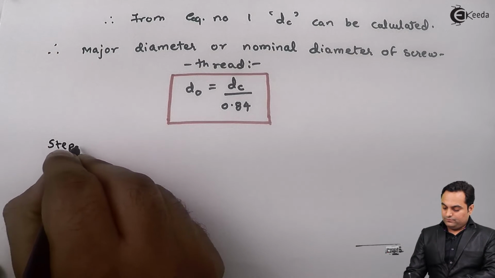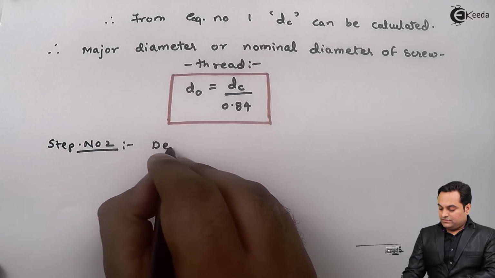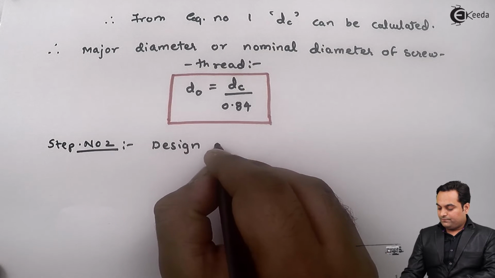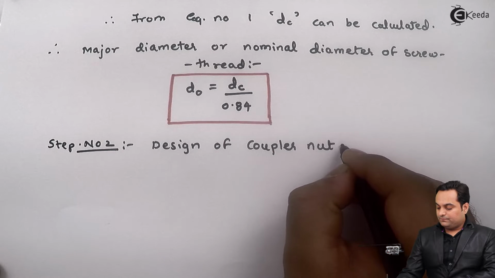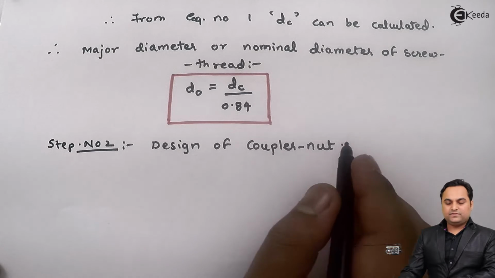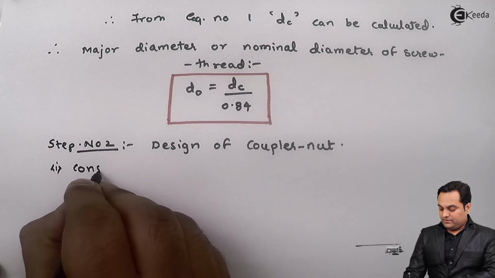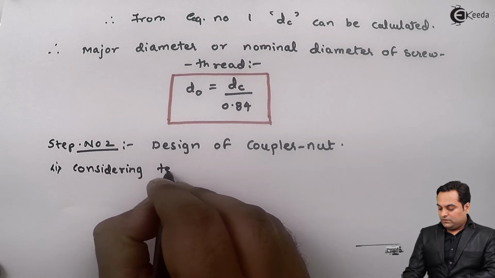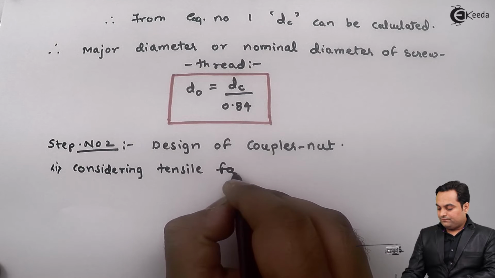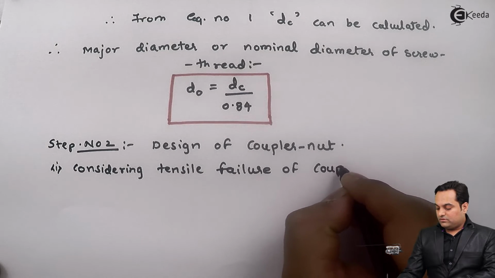Step number 2 is design of coupler nut. In this, the first step is considering tensile failure of coupler nut.